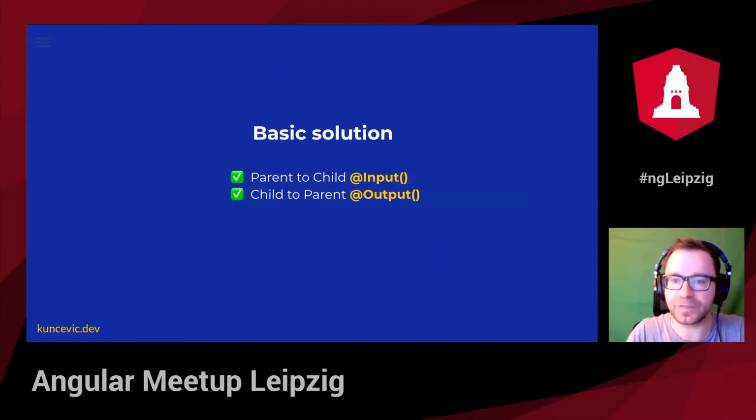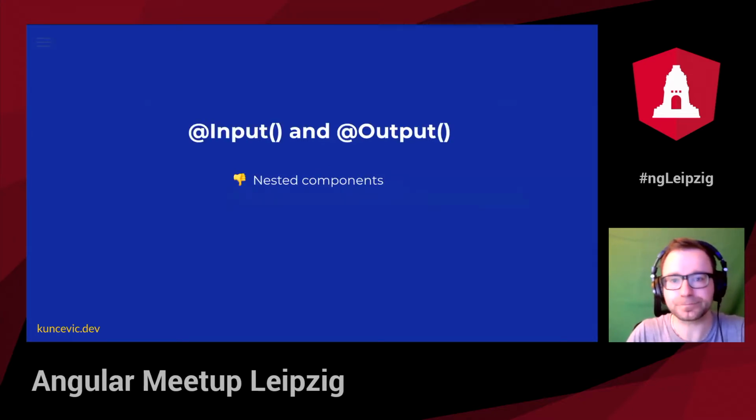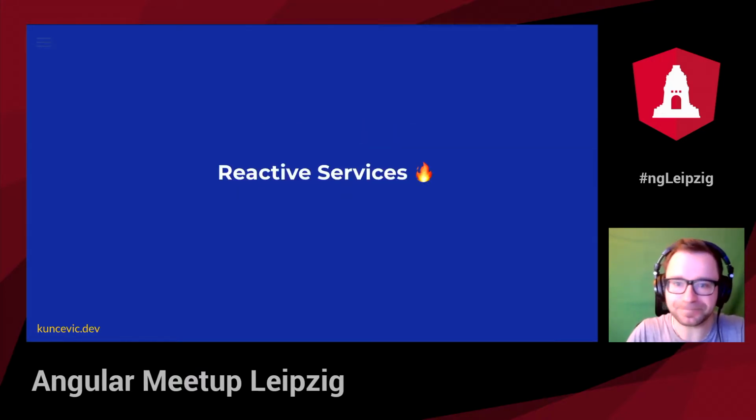Sometimes we can solve that problem just by using the input and output mechanism every Angular developer is familiar with. But in case of deeply nested components, which you probably have to avoid as much as you can, it might introduce a bit of boilerplate and code smell that we have to maintain going forward. But we want to keep things simple and maintainable, right?